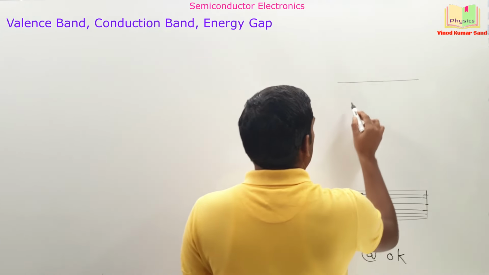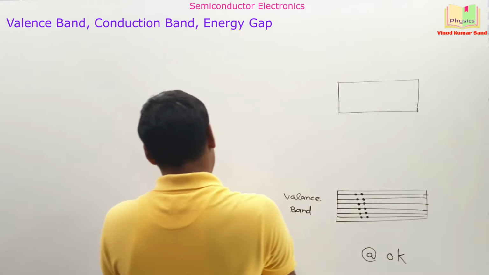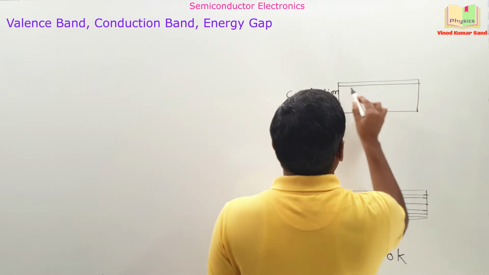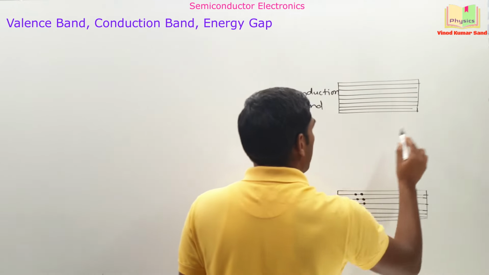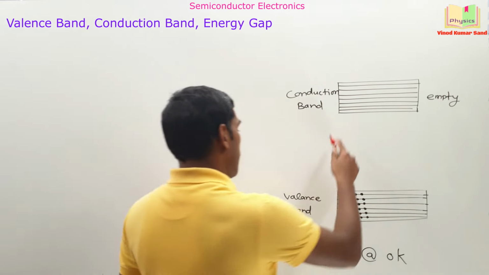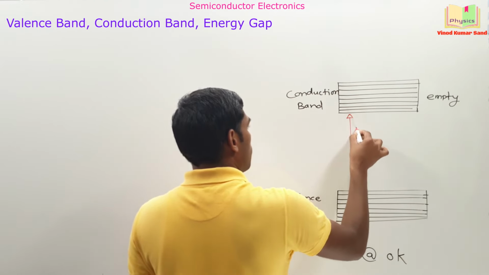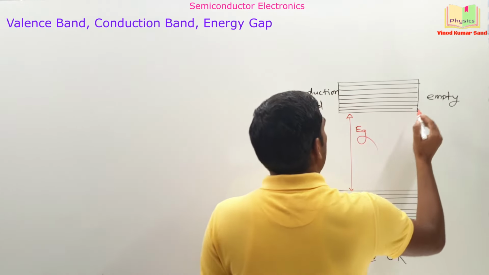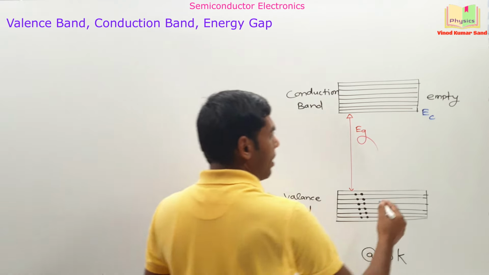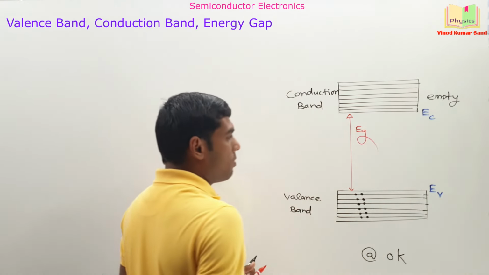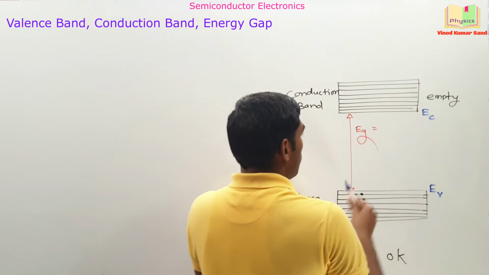And where the conduction electron resides, that we show as the conduction band. At 0 Kelvin, no electrons are free, so the conduction band is totally empty. In between the valence band and the conduction band, we define the energy gap Eg. The lowest level of the conduction band is shown by Ec, and the highest level of the valence band is shown by Ev. And this forbidden energy gap, or simply energy gap, is equal to Ec minus Ev.